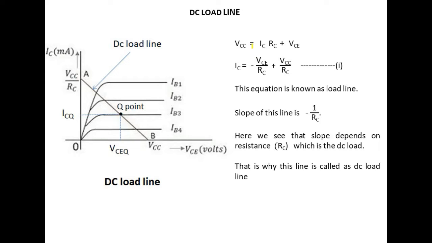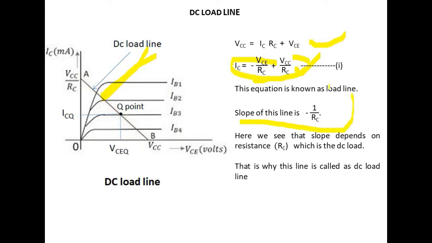Now VCC is equal to ICRC plus VCE. So we have got IC from this equation as IC will be equal to minus VCC upon RC plus VCC upon RC. This equation is known as load line. I'm talking about this equation. This equation is drawn in the figure. So we have got DC load line.